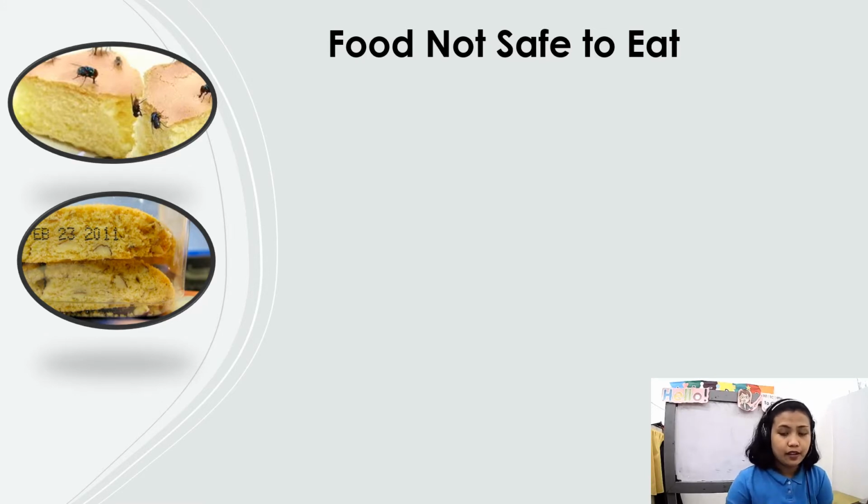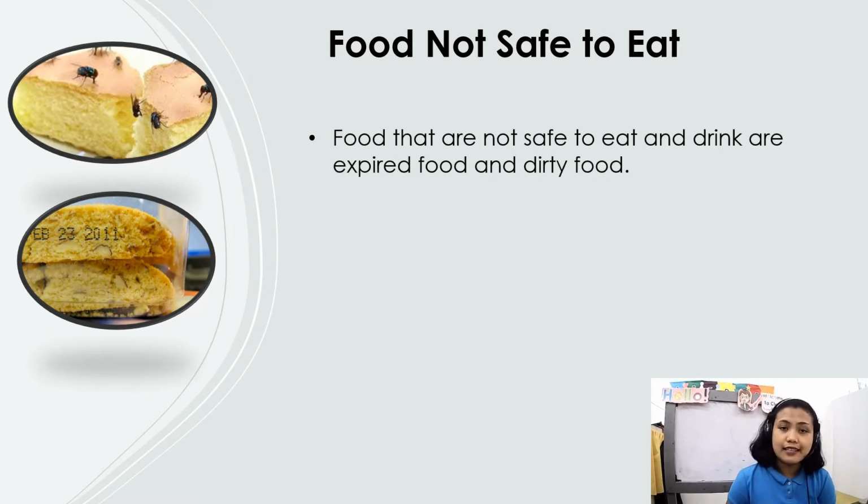germs? So, food that are not safe to eat and drink are expired food and dirty food. Ang kadtong mga food nga dili safe, it's those food which is expired, which is nalapas na siya sa expiration date, and also a dirty food or hugaw nga pagkaon.